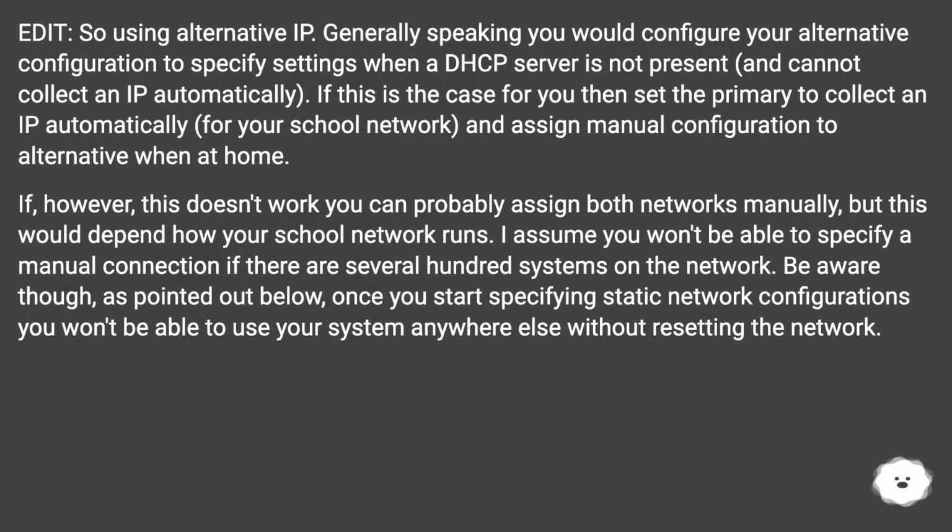Edit. So, using alternative IP. Generally speaking, you would configure your alternative configuration to specify settings when a DHCP server is not present and cannot collect an IP automatically. If this is the case for you, then set the primary to collect an IP automatically for your school network and assign manual configuration to alternative when at home.